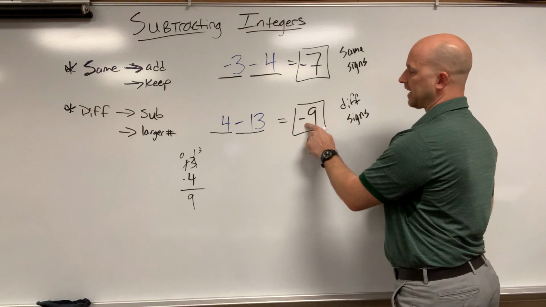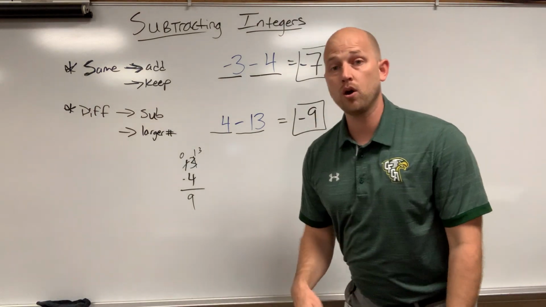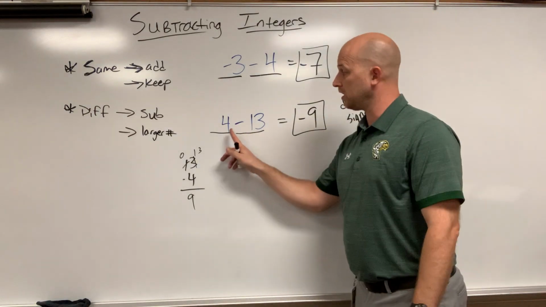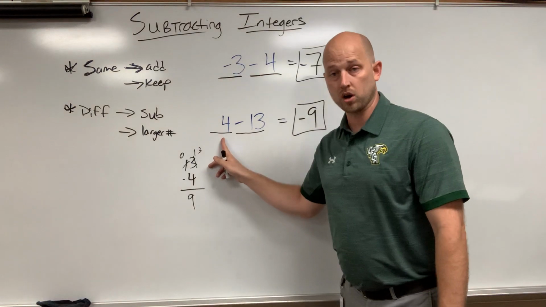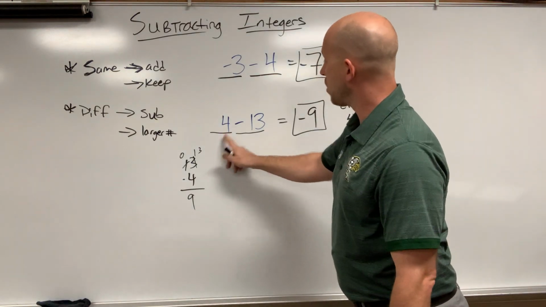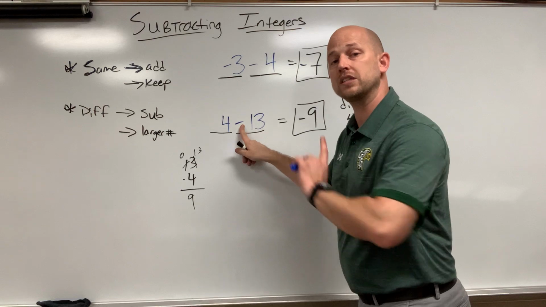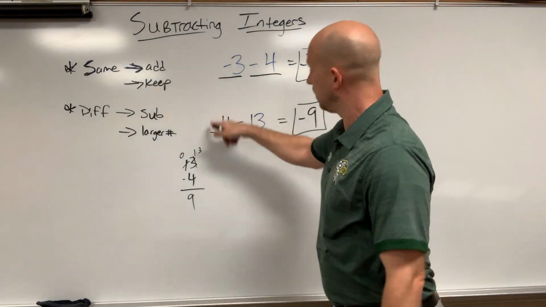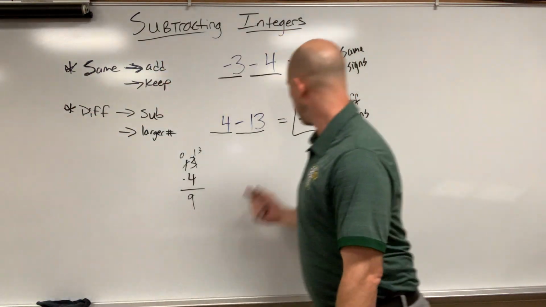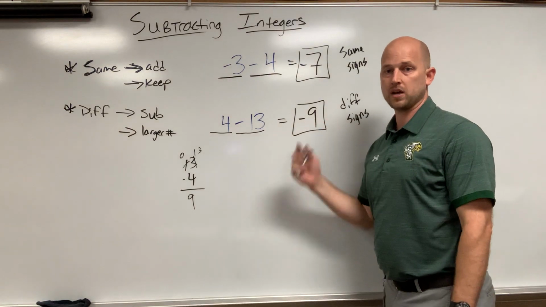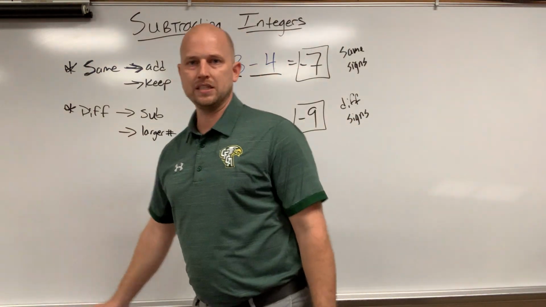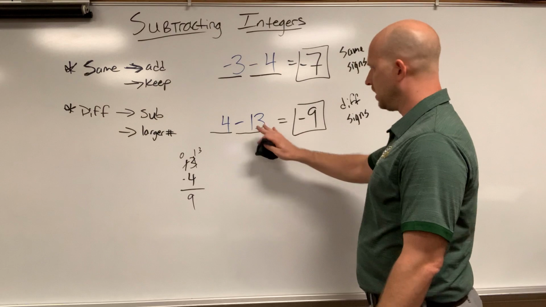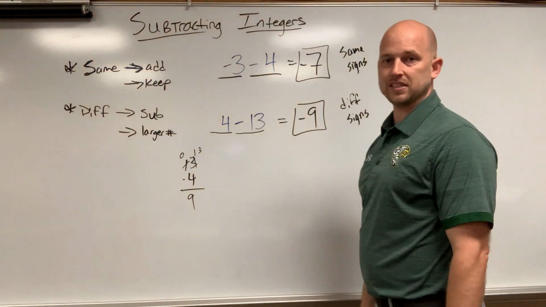Again, different signs subtract, we get the -9. If it helps, you want to confirm, you can use a number line. You start at 4, and if you go 13 to the left because you're subtracting 13, you're going to be in a negative number, and we have a -9, okay? You kind of need to do it to get through it, but these are the 2 examples of subtracting integers.